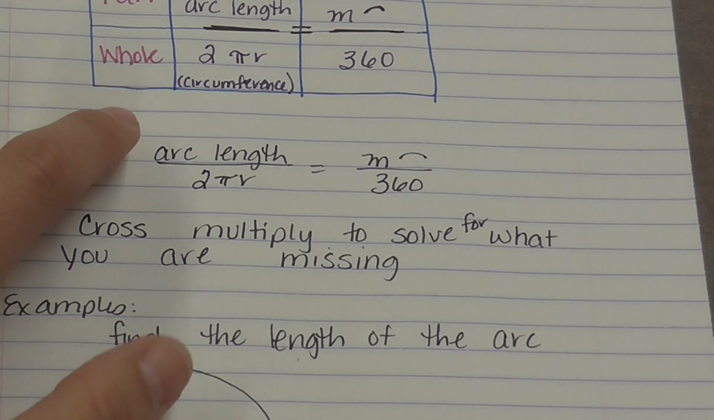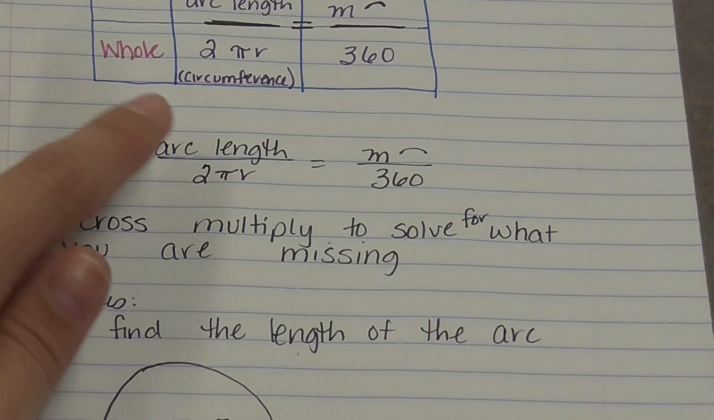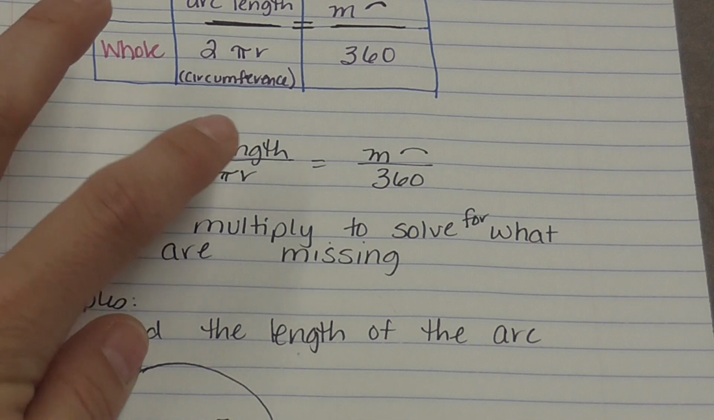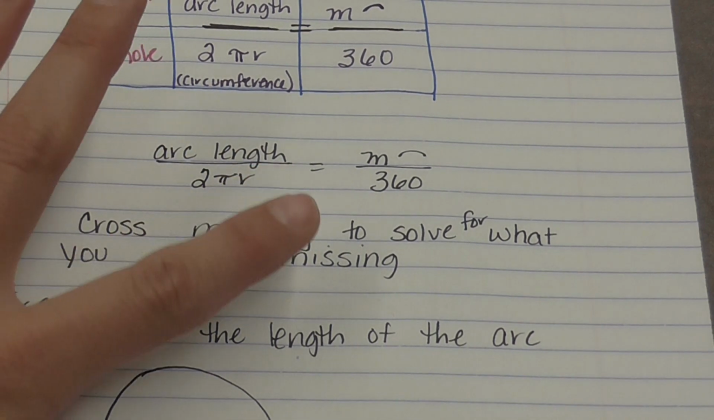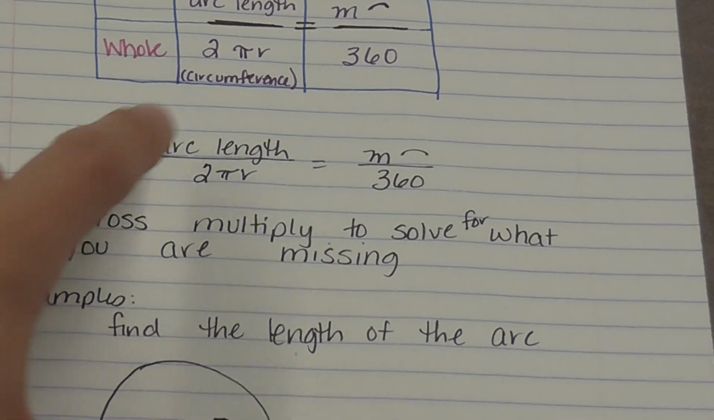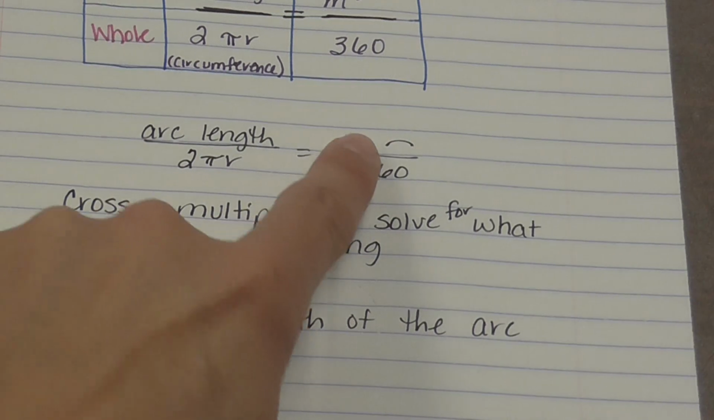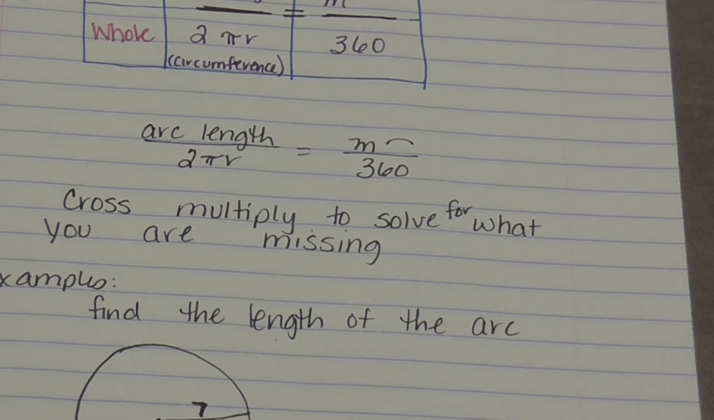Most of the time you're going to start off missing your arc length, but sometimes you may be asked to find the circumference. So you would put an x down here in place of the 2 pi r and plug in everything else. You may be asked to find the radius. So you would set it up just like this, except plug in your arc length and your measure of your angle, or excuse me, measure of your arc. You may be asked to find the measure of the arc and you're given everything else. So whatever you're given, you plug it into the appropriate place and then you solve for what you're missing.